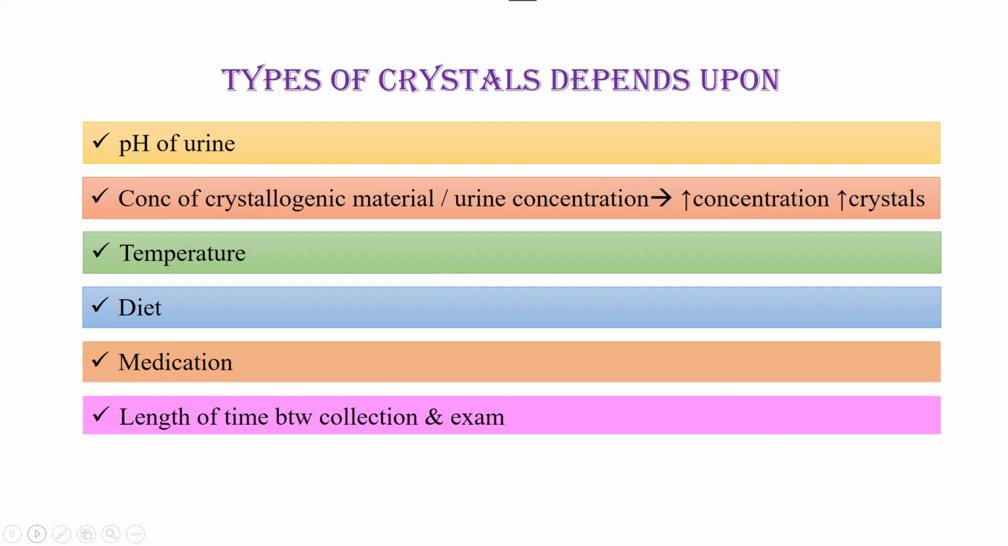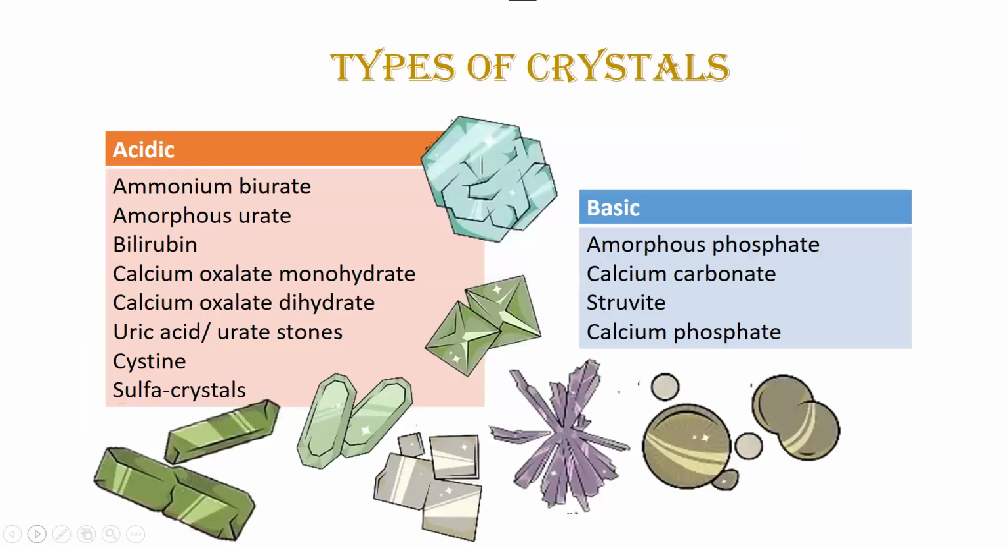So here are the types of crystals, and there are two types, acidic or basic, based on the pH in which they prefer to aggregate and form stones. In the acidic, we have ammonium biurate, amorphous urate, bilirubin, calcium oxalate monohydrate, calcium oxalate dihydrate, uric acid or urate stones, cystine, and sulfur crystals. For the basic ones, we have amorphous phosphate, calcium carbonate, struvite, and calcium phosphate.